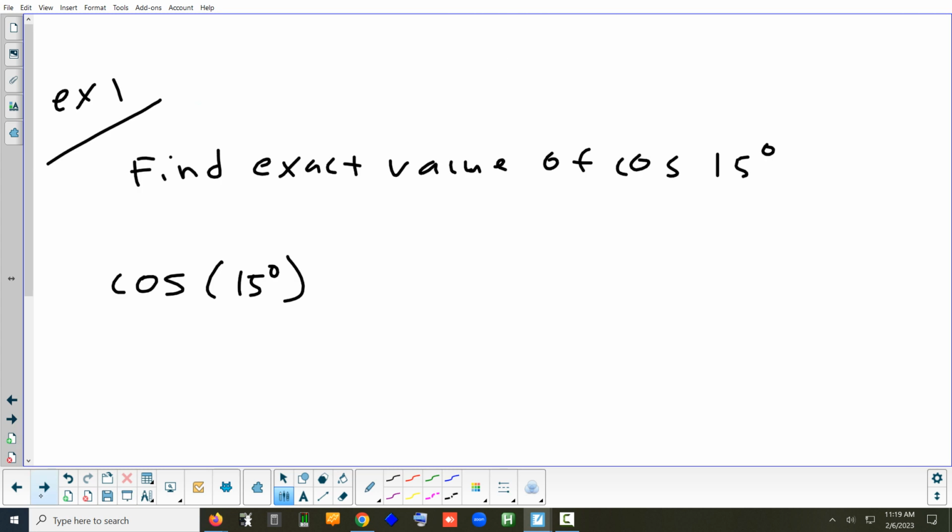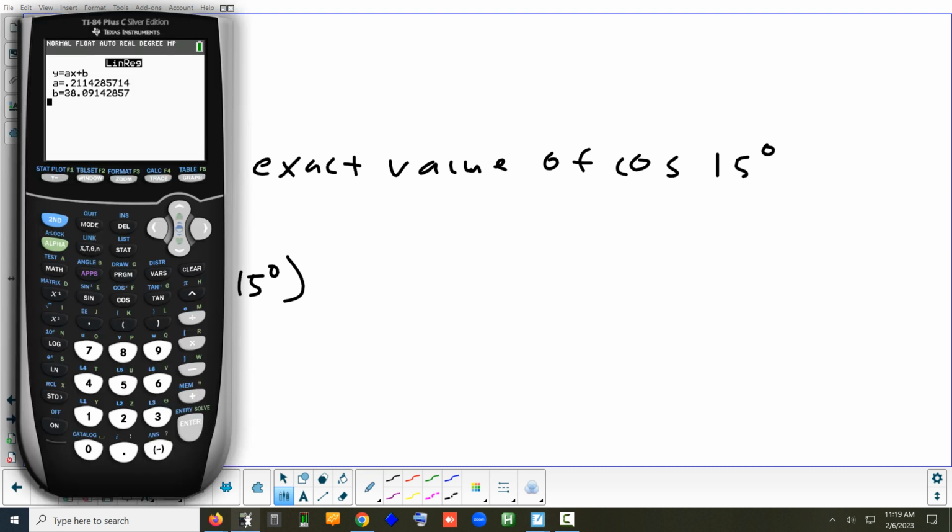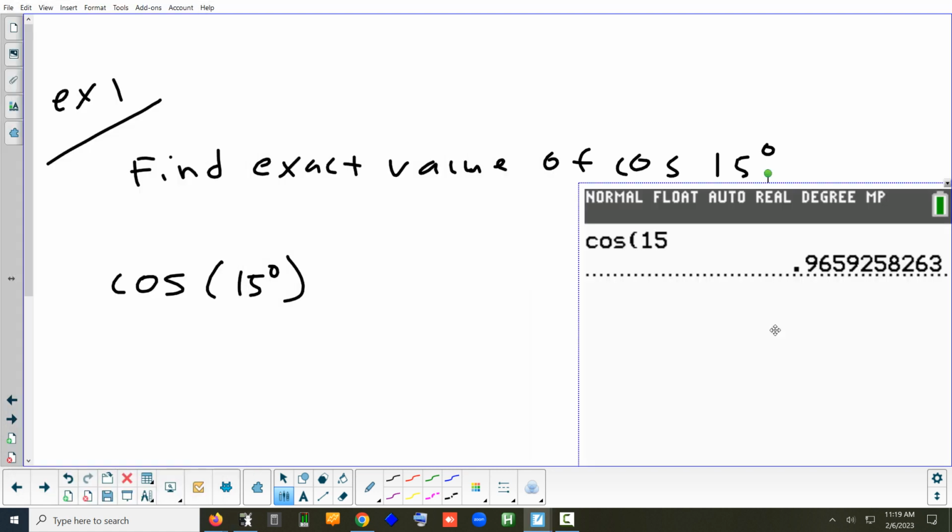So let's find the cosine of 15. Now, if you do it on the calculator and you type it in, you're going to get a decimal. That is not what I want. I don't want 0.9659. I want the exact answer.